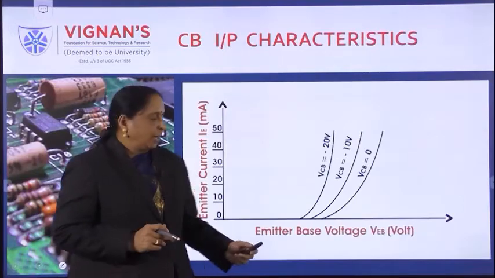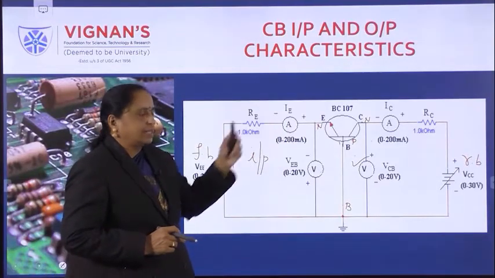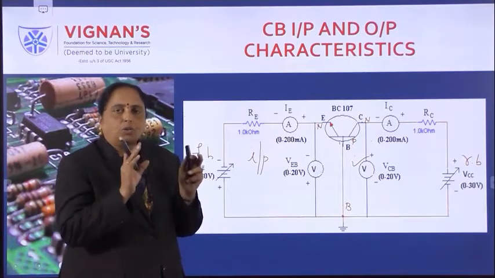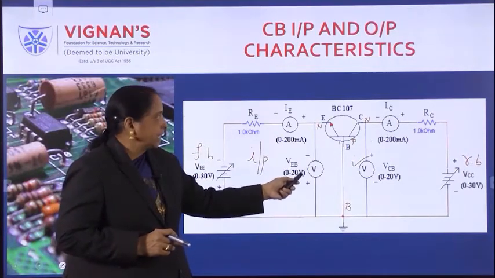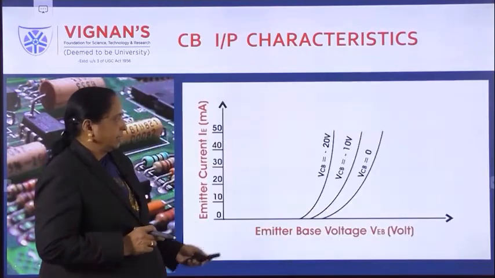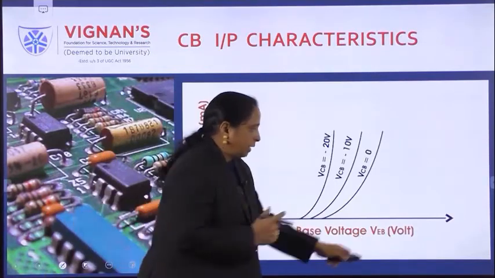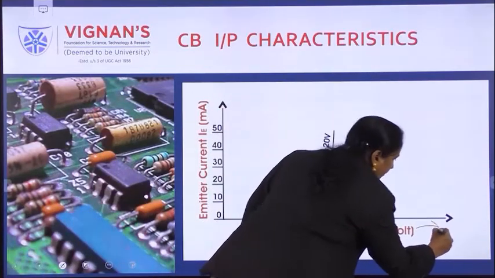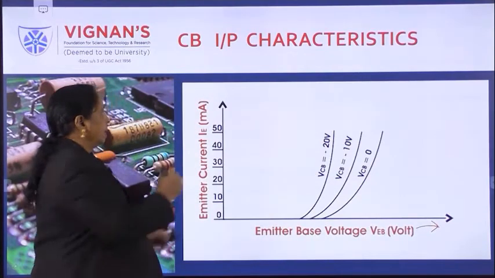See here. So what is taken here? On x-axis VEB and on y-axis IE. So how to define input characteristics here? By taking VEB on x-axis, IE on y-axis by keeping VCB constant. See here what we have done here. Emitter base voltage VEB, which is taken on x-axis, and IE, which is measured in milliampere.